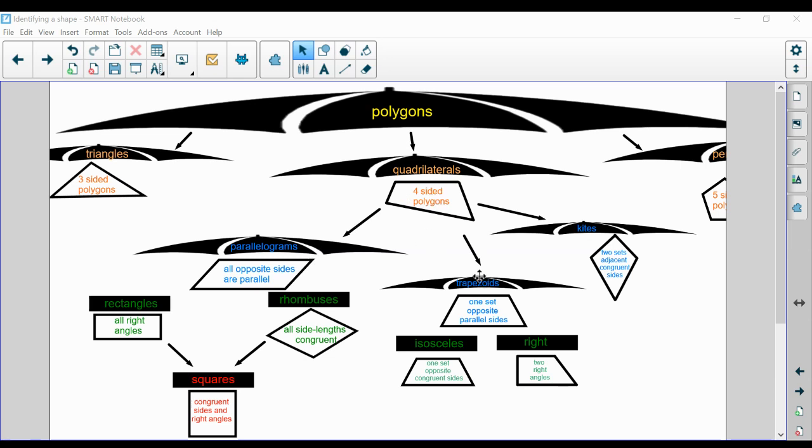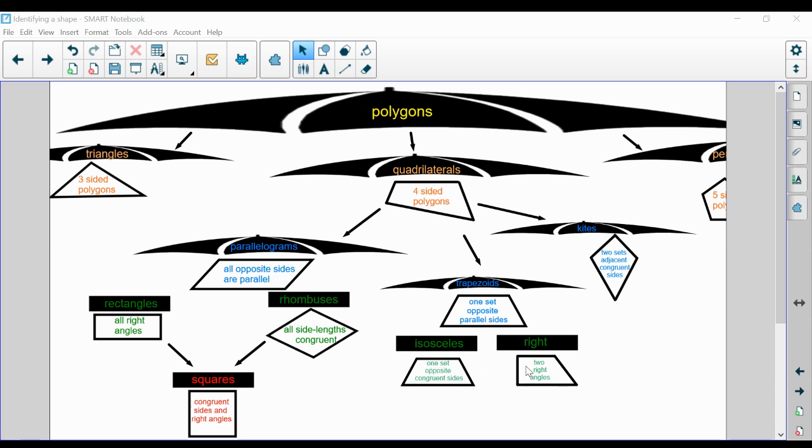Another type of quadrilateral, you have your trapezoids. Trapezoids have exactly one set of opposite parallel sides, and the other opposite sides cannot be parallel. If these became parallel, then this would no longer be a trapezoid. It would be a parallelogram. So trapezoids have to have exactly one set of opposite parallel sides, and the other opposite sides cannot be parallel. And there's a couple different kinds of trapezoids. You have your isosceles, meaning the opposite sides that aren't parallel, if they are congruent, if they are the exact same length, it is an isosceles trapezoid.